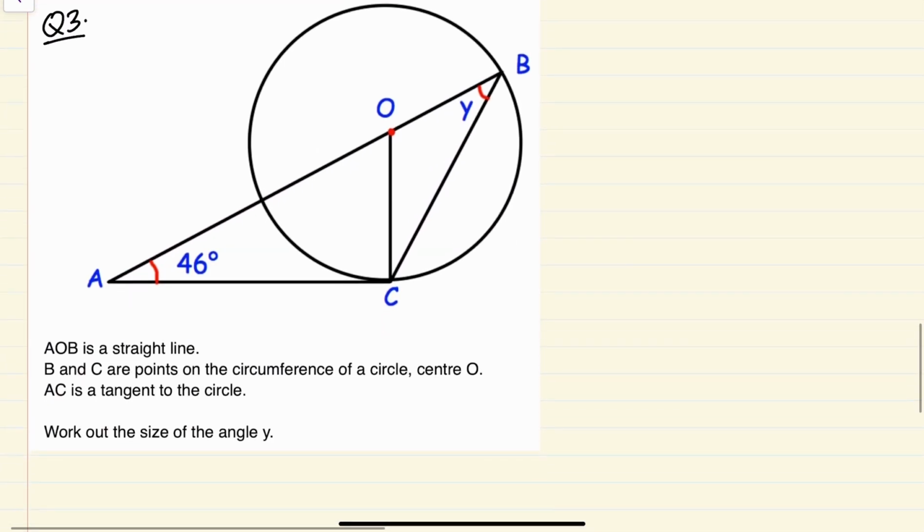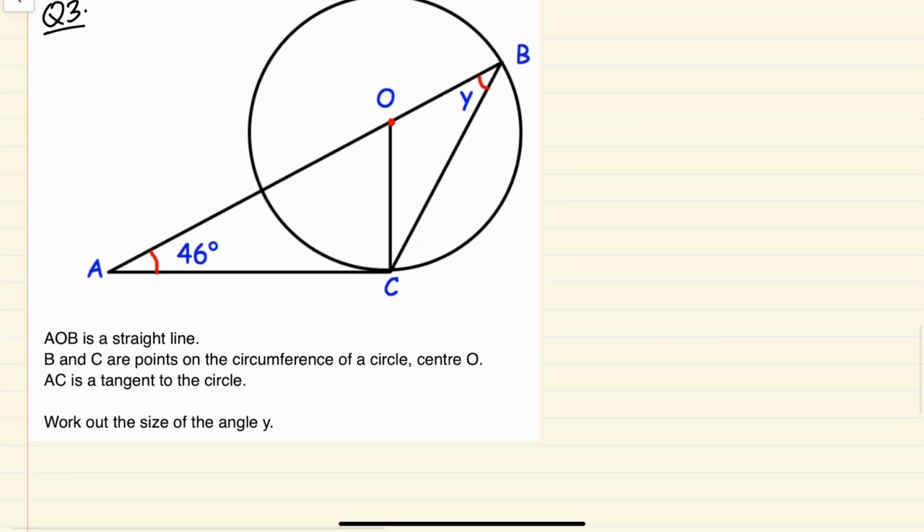Okay, last question then. It says AOB is a straight line, and B and C are points on the circumference of a circle, centre O, and AC is a tangent to the circle. Work out the size of the angle Y. No idea again. Right, what have we got?